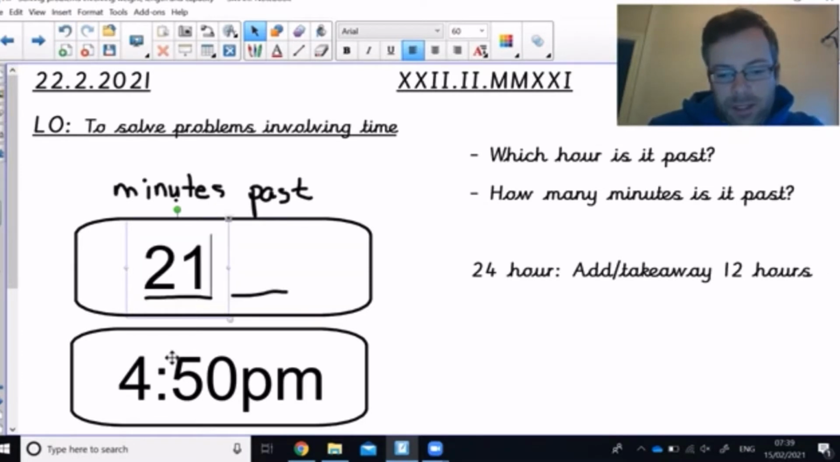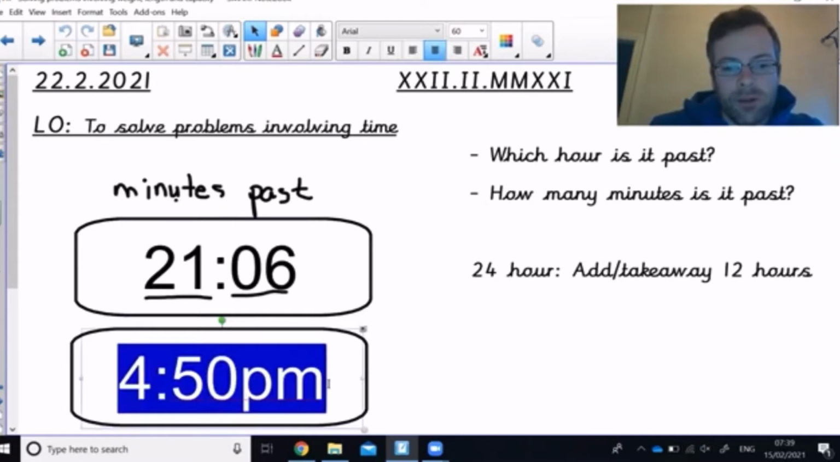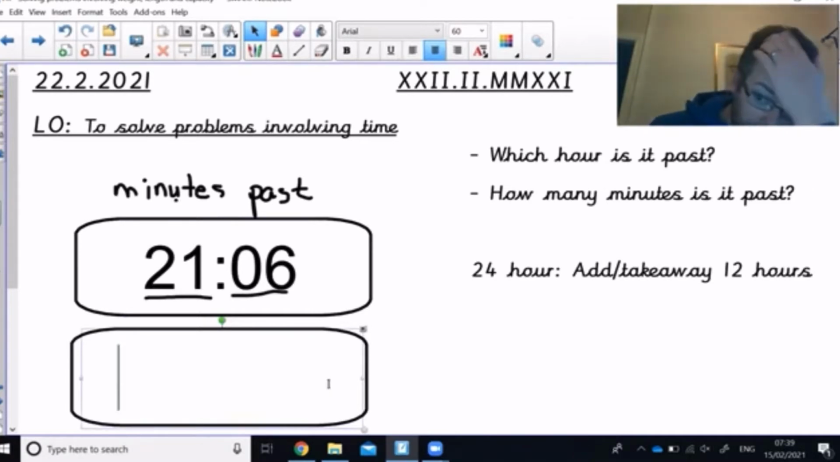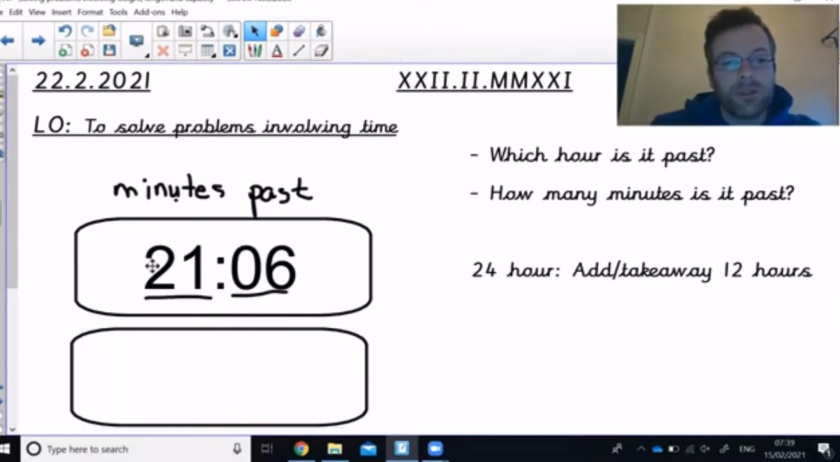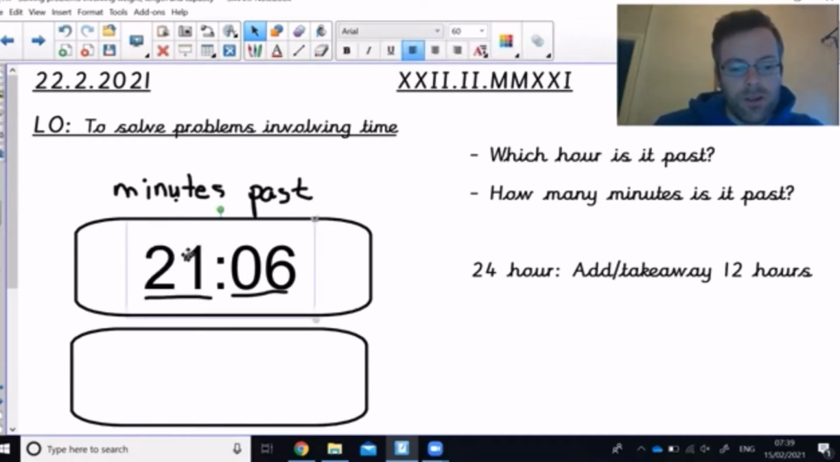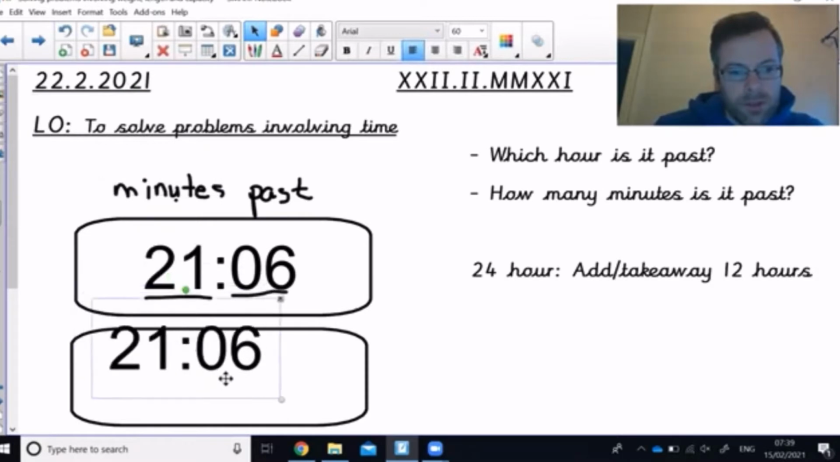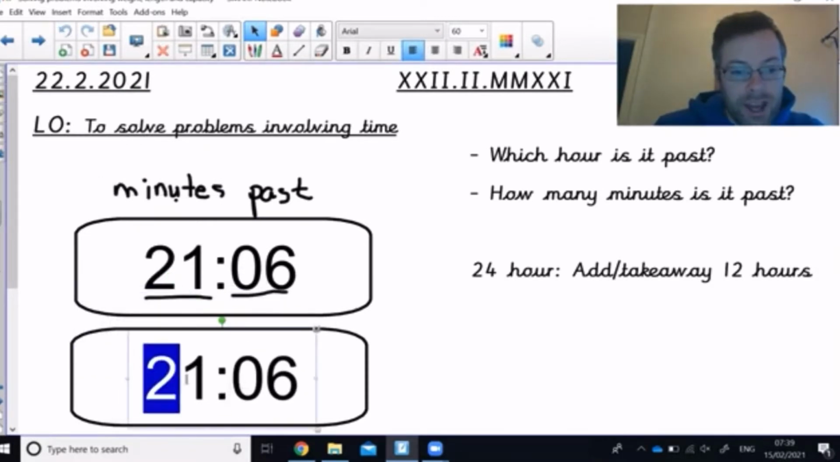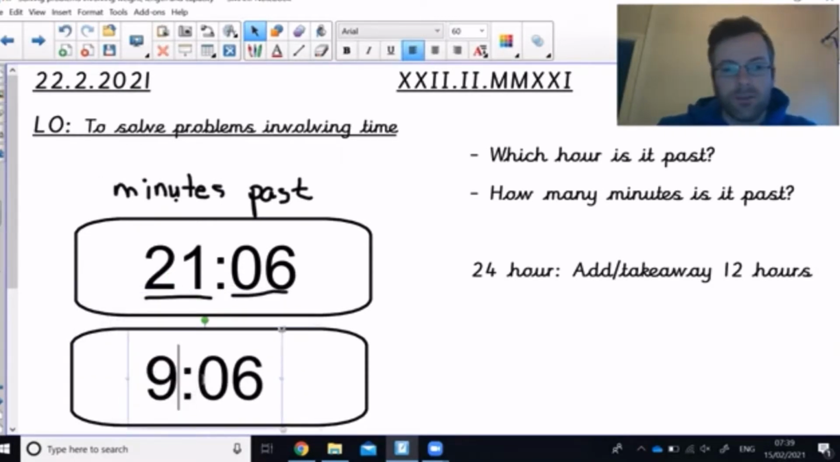Let me just do one more one here. So let's say I'm on 21:06. Now, I'm working out what time it is on here. Because the hour is past 12, that means that it must be in the afternoon. So what time is 21 then? Well, if I take away the 12 hours from this morning, 21 take away 12 is 9. So I know that it is 9 something. The minutes past stays the same. And because it's in the afternoon, it's got to be 9:06 p.m.